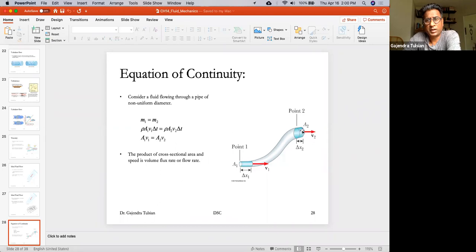Now when the pipe gets wider, the fluid flows slower. Okay. So when A2 is bigger than A1, V2 will be smaller than V1. So the wider the pipe, the slower the fluid flows. Okay, so that's the equation of continuity.